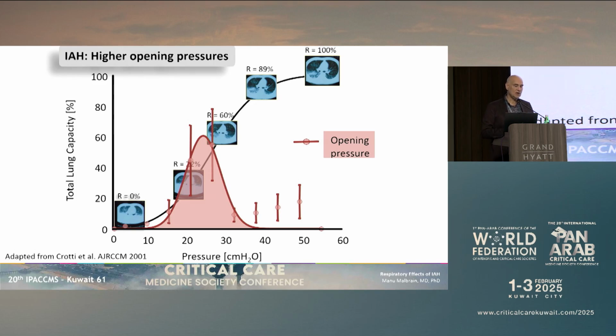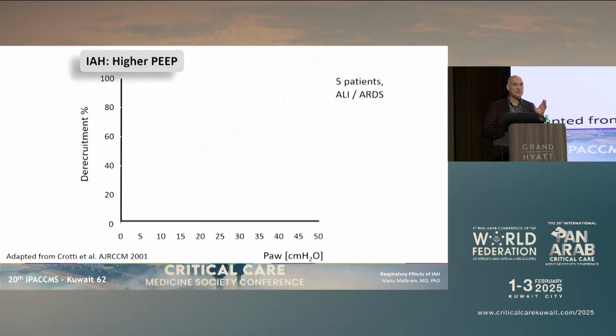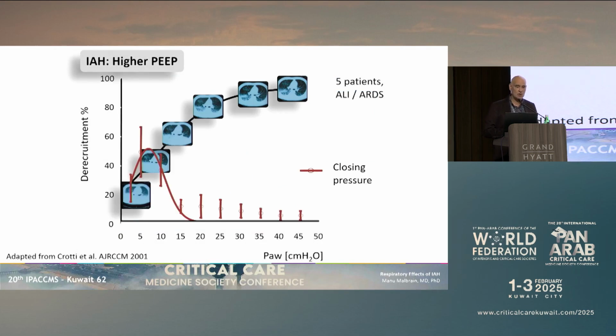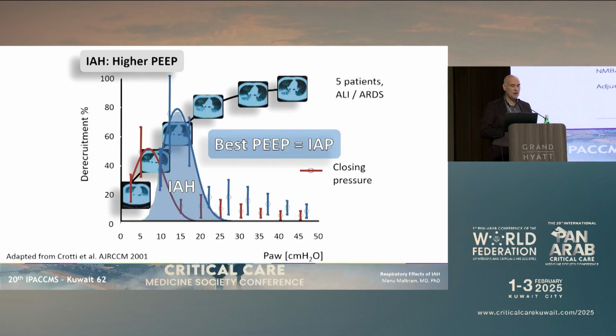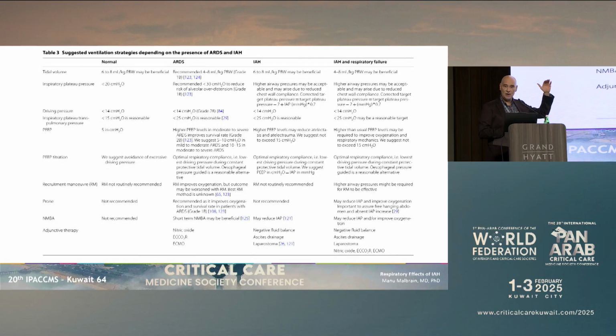In the deflation limb, if abdominal pressure is increased, we will also see that the closing pressures are shifted to the right, so we need a higher PEEP to prevent the lung from collapsing. The reason being that there is a relation between abdominal pressure and pleural pressure. So in a recent paper written with Paolo Pelosi, we summarize the ventilator settings at the bedside.